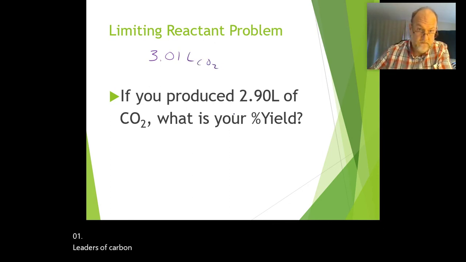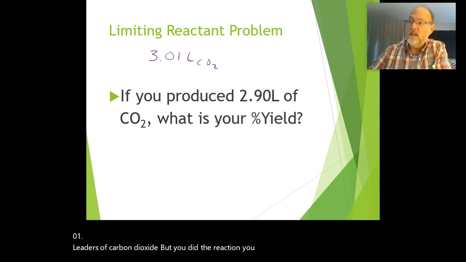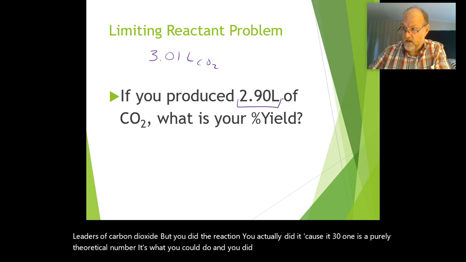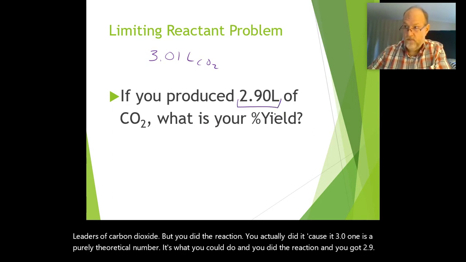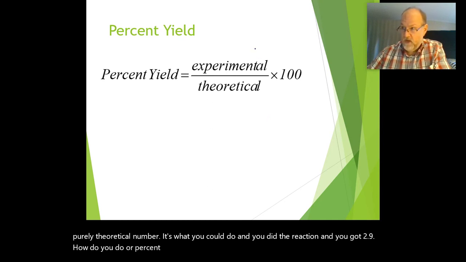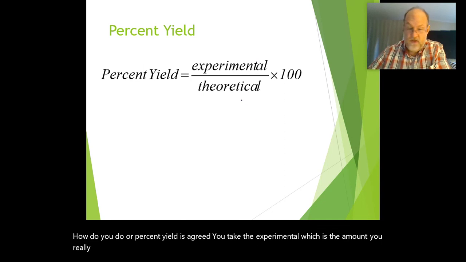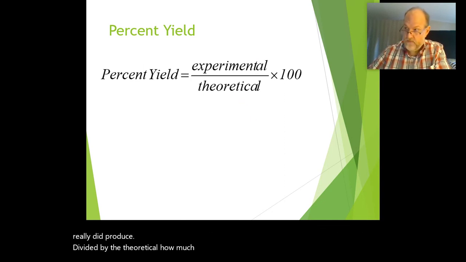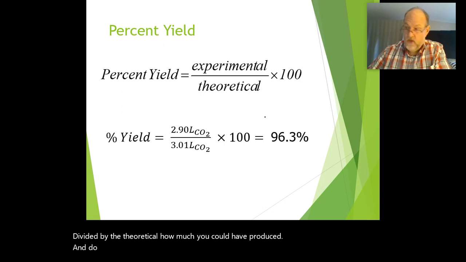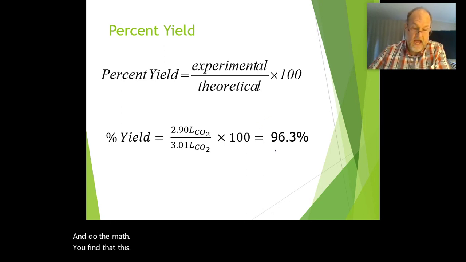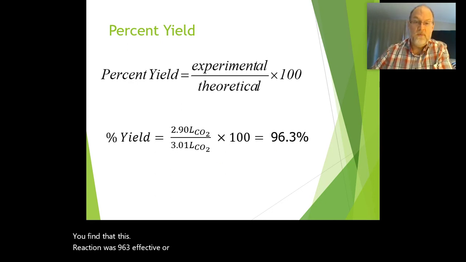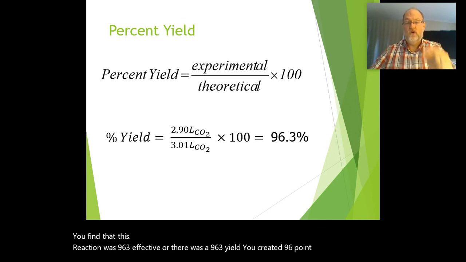But you did the reaction. You actually did it, because the 3.01 is a purely theoretical number. It's what you could do. And you did the reaction and you got 2.9. How'd you do? Well, percent yield is a grade. You take the experimental, which is the amount you really did produce, divided by the theoretical, how much you could have produced, and do the math. You find that this reaction was 96.3% effective, or there was a 96.3% yield. You created 96.3% of what you could produce.